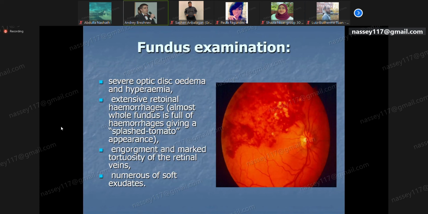Almost whole fundus is full of hemorrhages, here the superior part of the fundus, giving a splashed tomato appearance. So two symptoms: in case of retinal artery occlusion, cherry red spot; in case of vein occlusion, splashed tomato. Changes, enlargement and changes of the normal pathway of the retinal veins, and numerous soft exudates in form of whitish cotton wool spots in different areas, as you see here in the superior part of the retina.